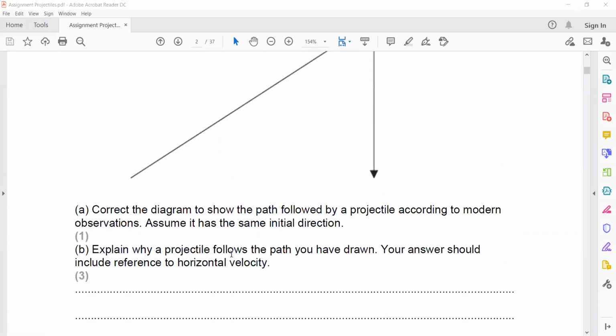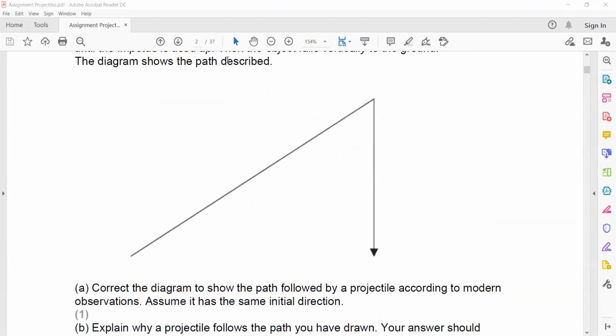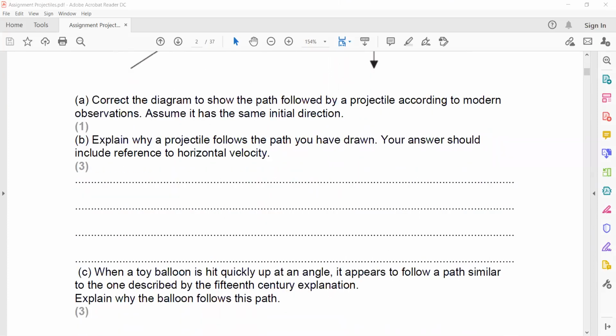Explain why a projectile follows the path you have drawn. Your answer should include reference to horizontal, like why we draw this path. So basically we have to explain why we draw this path. What is the reason? Because for a projectile motion, what is our assumption? We assume there is no air resistance, so horizontal and vertical components are independent of each other. So the things you will mention: no air resistance.